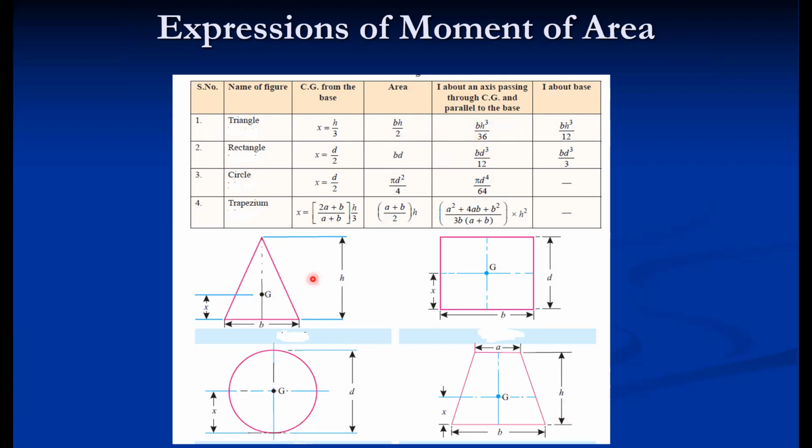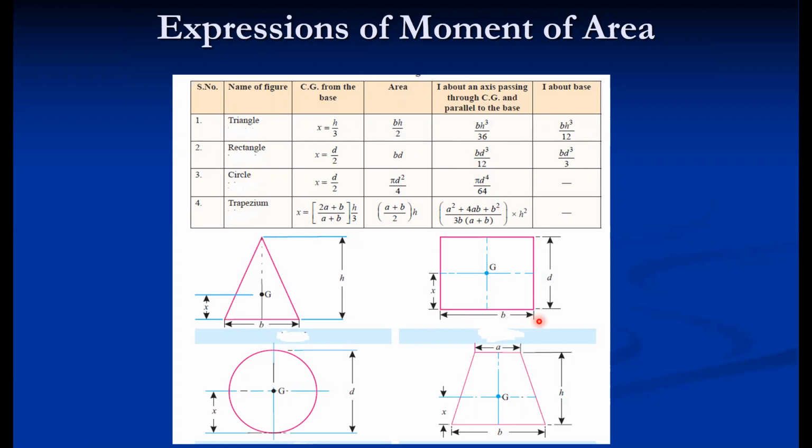In some cases, the moment of inertia about the base is also required, but in most cases Ig stands for the moment of inertia about Cg. Whatever the expression of H bar, the Ig term is there, so it is required. As far as the triangle is concerned, it is 1/36 BH cube. For a rectangle, it is 1/12 BD cube.